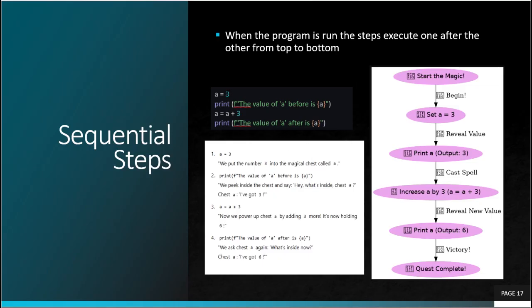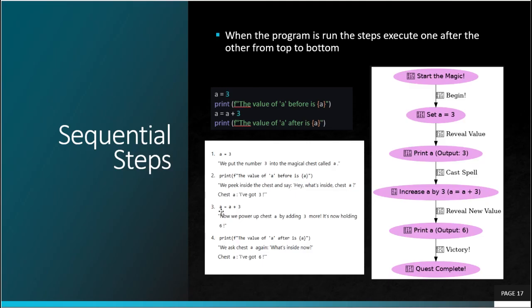We have a code here in which we are saying a variable a is equal to 3, then we are printing the value of a before, and then we are saying a equals a plus 3, and then we are saying print the value of a after, right? So what exactly is happening here? We have put the number 3 into a magical chest called a, and then we are looking inside the chest, and we are using the print function to say, hey, what's inside the chest a? And the chest a says, hey, I've got a 3. So it prints 3.